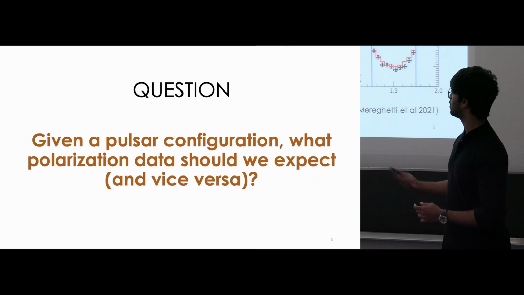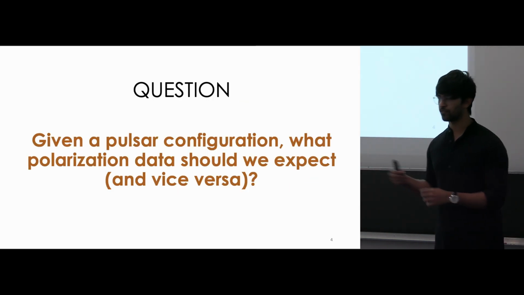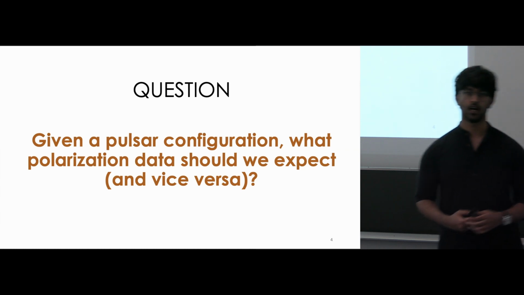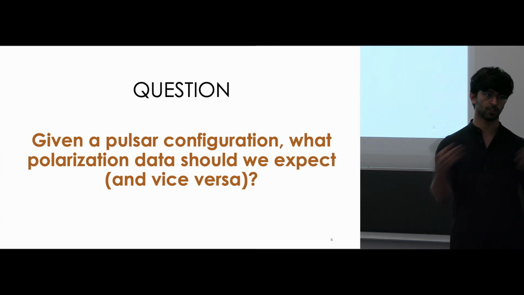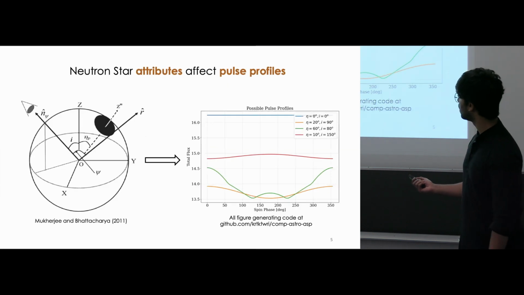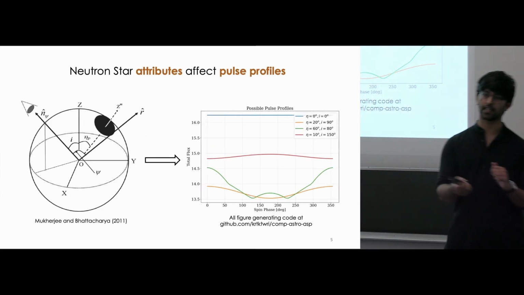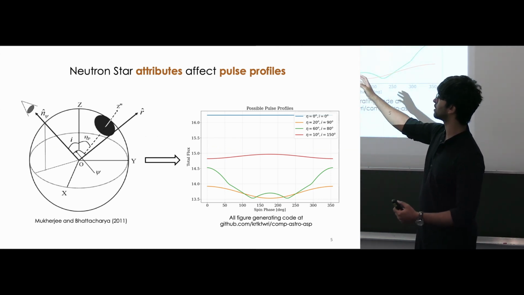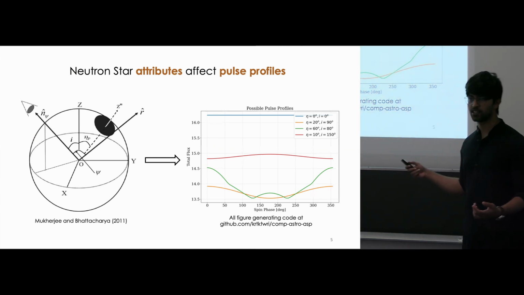And the question that I was interested in is, given a pulsar configuration, what polarization data should we expect from it, and also vice versa. So if we do polarimetry on these isolated neutron star pulsars, what should we expect, and how do we get back the original data? Obviously the neutron star attributes such as the angles between the spin axis and the magnetic dipole, or the angle between the spin axis and the observer, these sorts of things influence the kind of pulse profiles that we can expect from it.